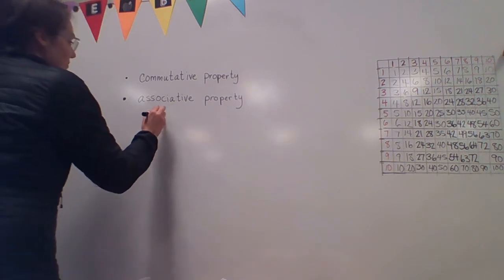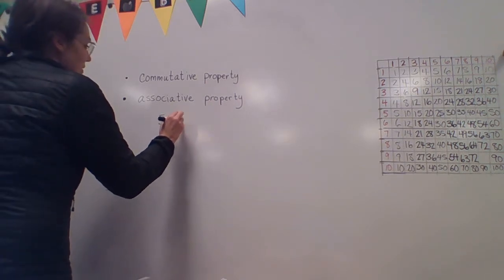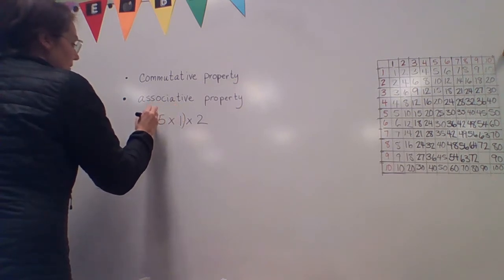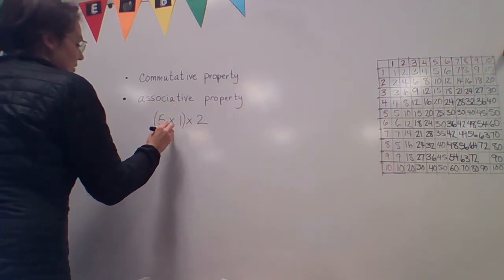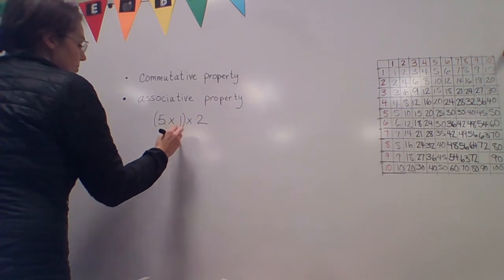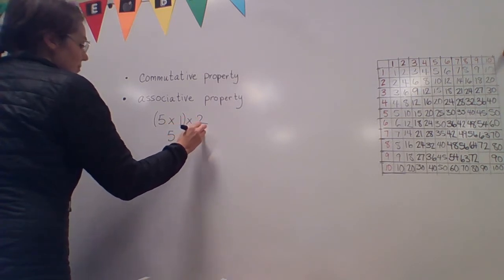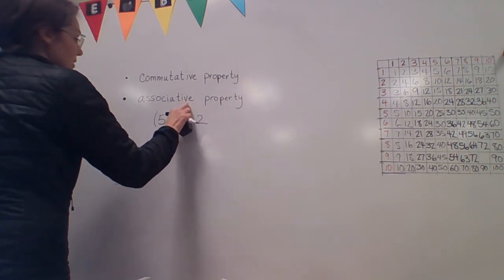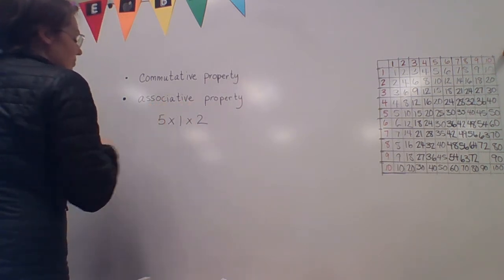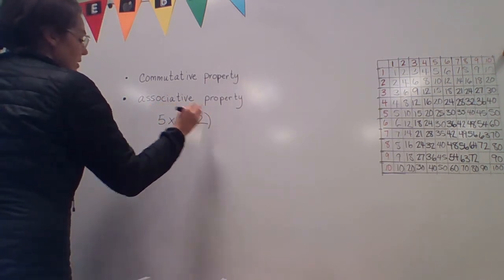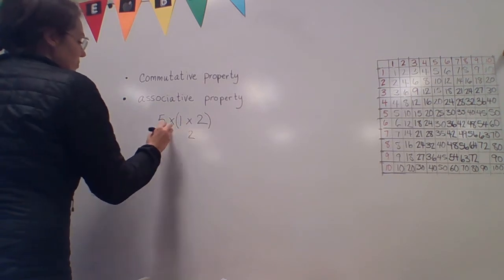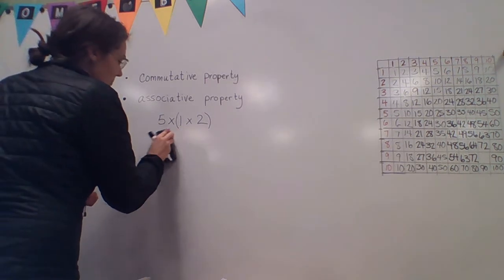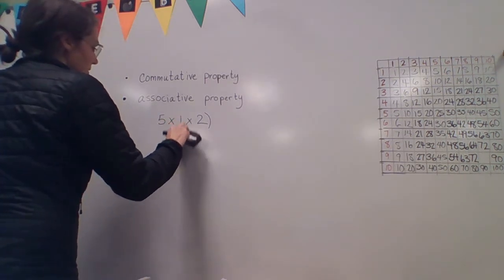So for example, if I say I have 5 times 1 times 2, I could say I'm going to do 5 times 1 first, get 5, then multiply it by 2 to get my answer of 10. But I could also do it the other way, where I say I'm going to group 1 times 2 for 2, multiply that by 5, I still get 10. Now, that's not the clearest example because I'm using 1.